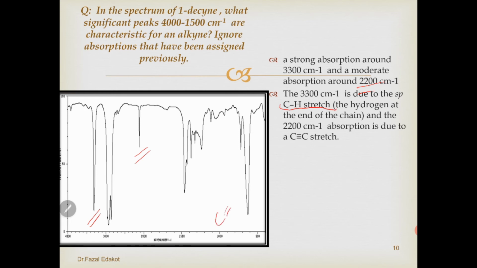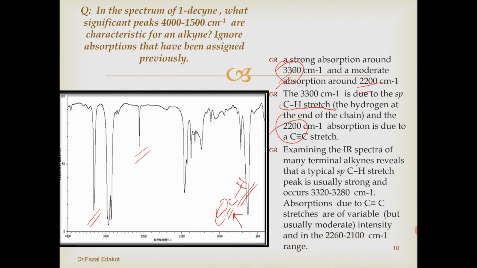The hydrogen at the end of the chain, and the 2200 per centimeter absorption is due to the C≡C stretch. So this is the C≡C stretch, and the 3300 is due to this hydrogen. So if you take this 1-decyne, on one side there will be a C-H bond. That C-H bond is leading to this absorption stretch.